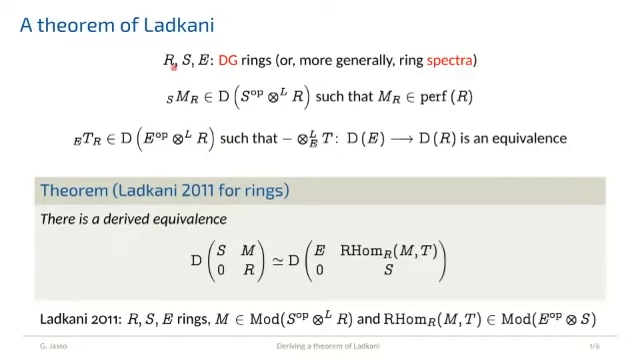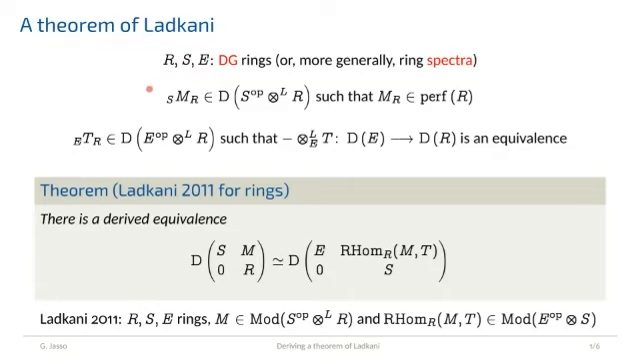So the input is the following. You're given three rings, or more generally differential graded rings, R, S, and E. And the methods I will use today even allow us to extend this result to the more general context of ring spectra in the sense of stable homotopy theory, in case you know what those are.